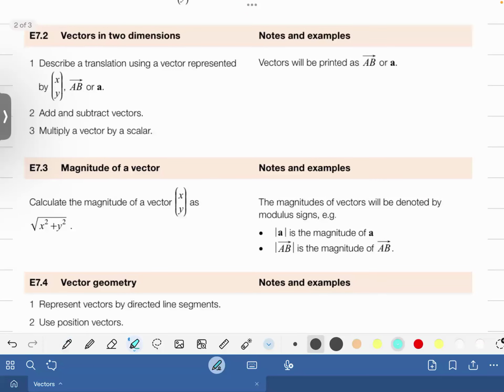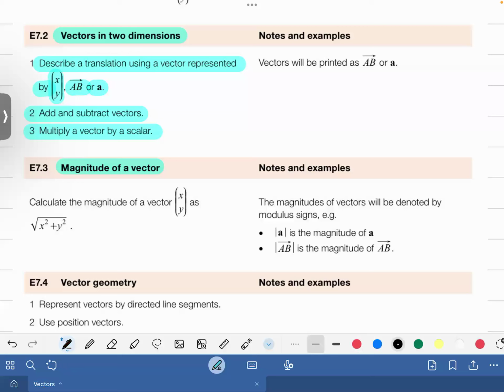Okay. So they say vectors in two dimensions. This is your topic number 1 in topic 7. Describe a translation using a vector represented by (x, y), or AB, or small a. Add or subtract vectors, or multiply a vector by a scalar. Then they say the magnitude of the vector. Let me change the word: magnitude of the vector, I can say length.